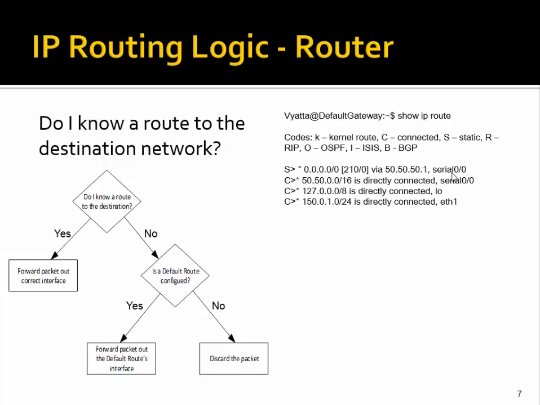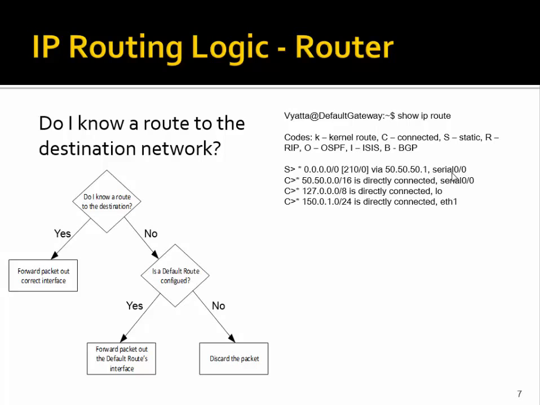Before the router discards the frame, the router is going to ask, do I have a default route configured, which could also be referred to as a gateway of last resort configured? If the answer is yes, the router will forward the packet out whatever interface is configured as a default route or gateway of last resort. If the answer is no, then the router discards the packet.